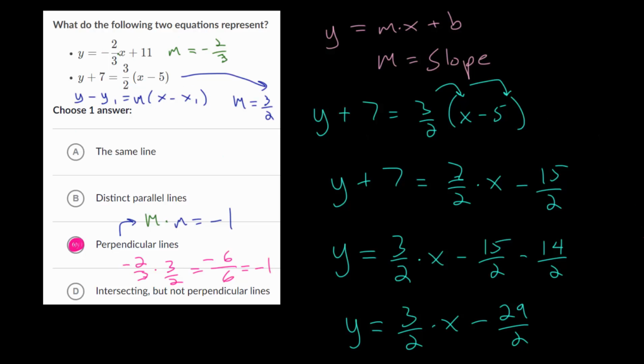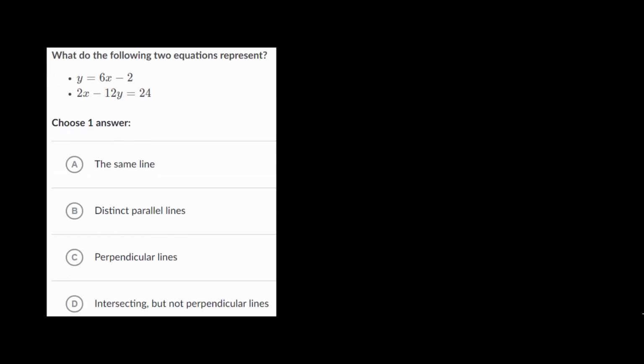So let's do one last problem. And again, we're just going to use the same strategy. We're given two equations. If we put them both in slope-intercept form, then we can very quickly determine what the slopes are. And notice for this top equation, it's already in slope-intercept form. And we just need to look at the number multiplied by x, which in this case is 6. So now we want to take our other equation here, and we can solve it for y.